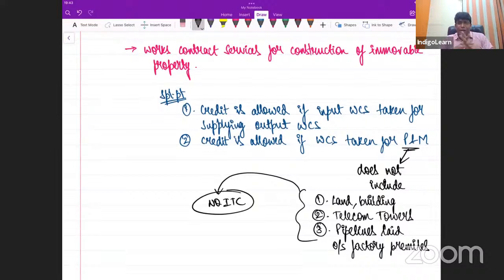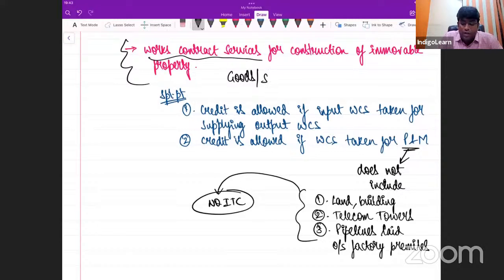Clear, friends? Very, very important point. This point is related to works contract service, goods, services taken for construction of immovable property. But credit is allowed if it is related to plant and machinery. But plant and machinery does not include land and building, telecom towers, and pipelines laid outside the factory premises. In those cases, credit is not allowed.